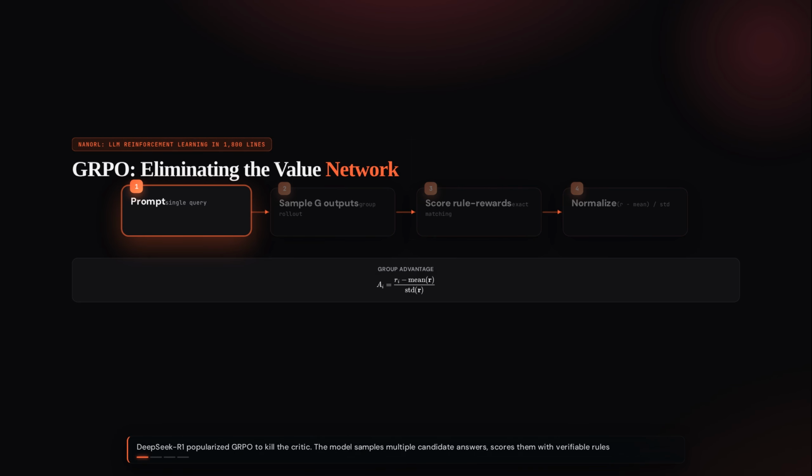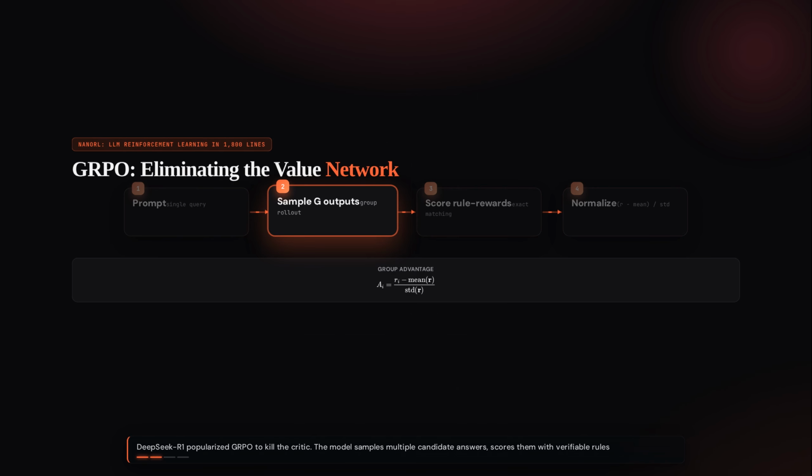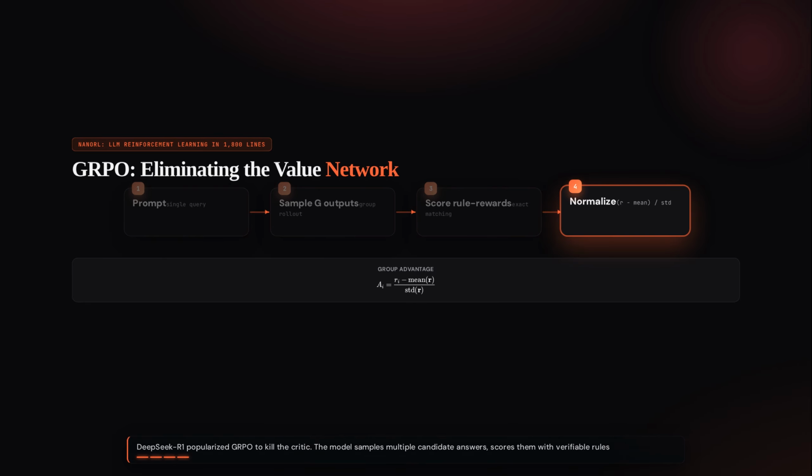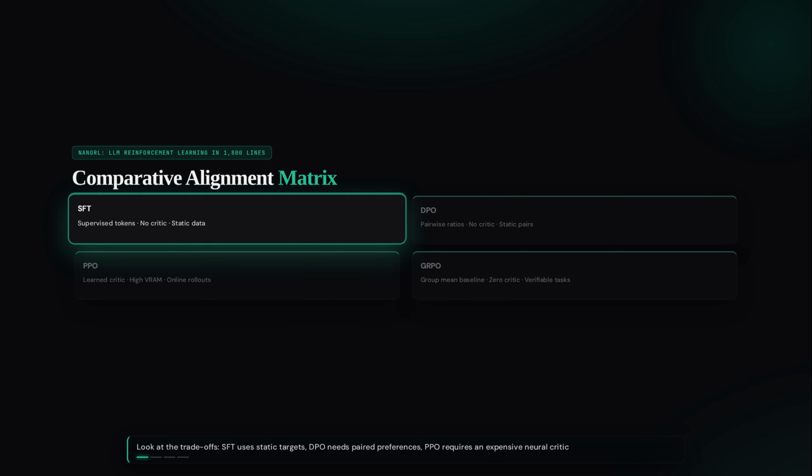DeepSeek-R1 popularized GRPO to kill the critic. The model samples multiple candidate answers, scores them with verifiable rules, and uses the group mean and variance as its dynamic baseline. Look at the trade-offs.